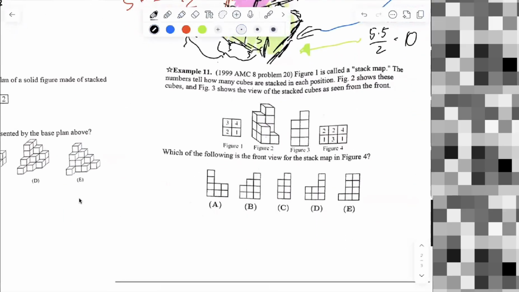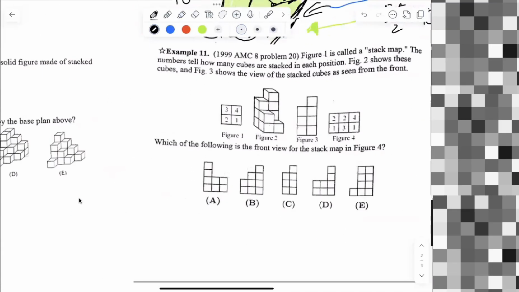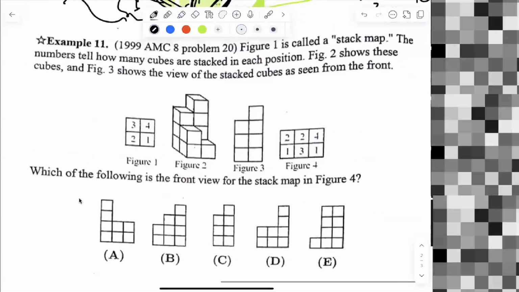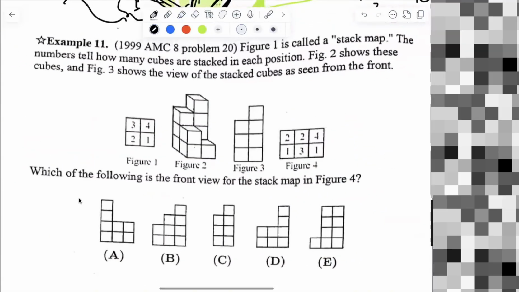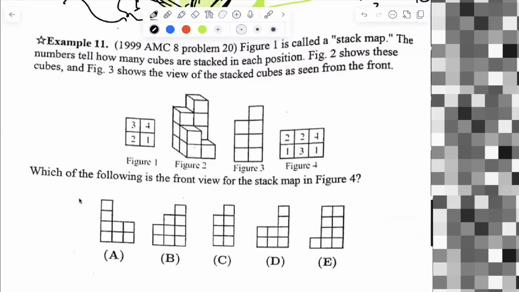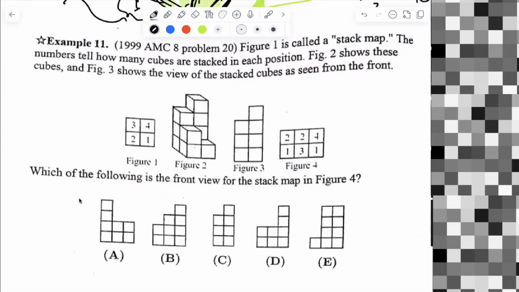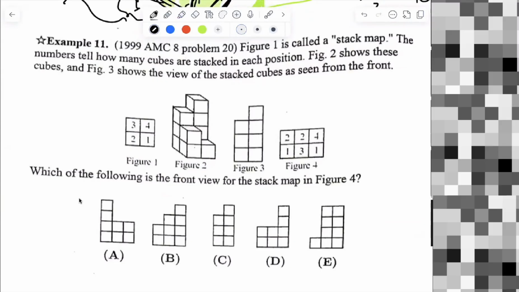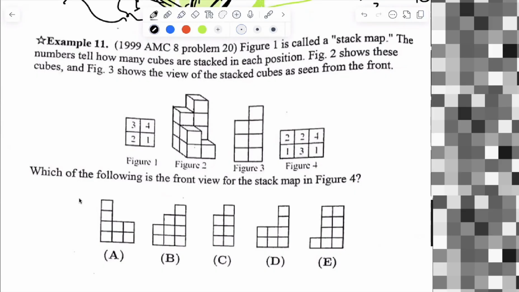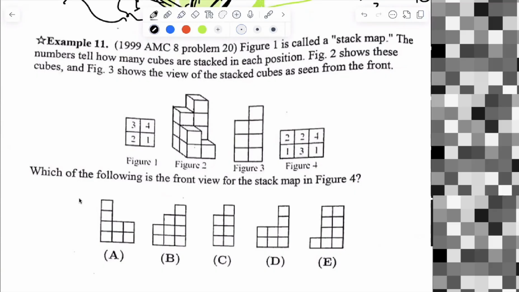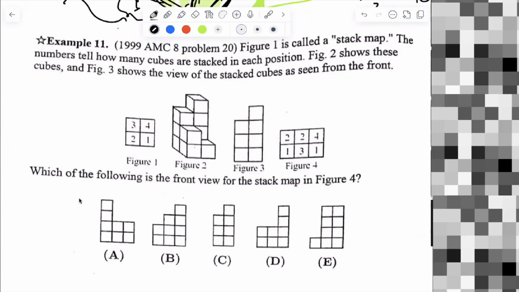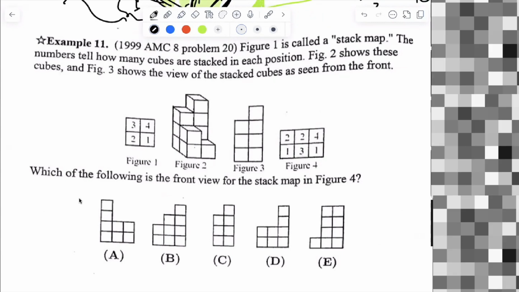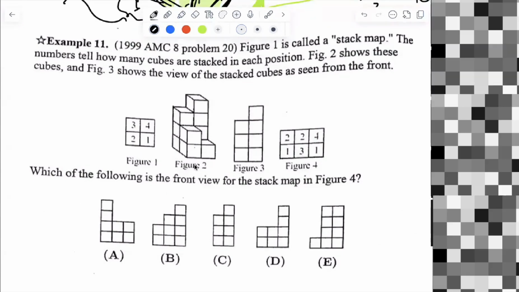All right. Now let's move on to example 11. Figure 1 is called a stack map or a base map, base plan. The numbers tell you how many cubes are stacked in each position. Figure 2 shows these cubes, and figure 3 shows the view of the stacked cubes as seen from the front. Which of the following is the front view for the stack map in figure 4? Let's have a try on this question and tell me answers through chat.